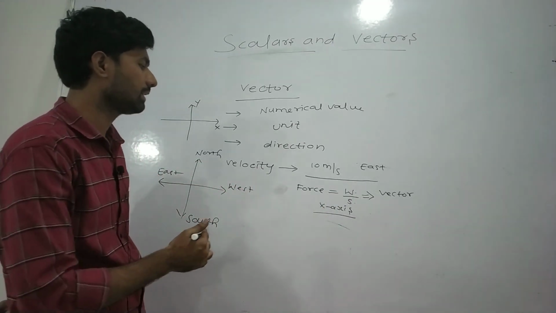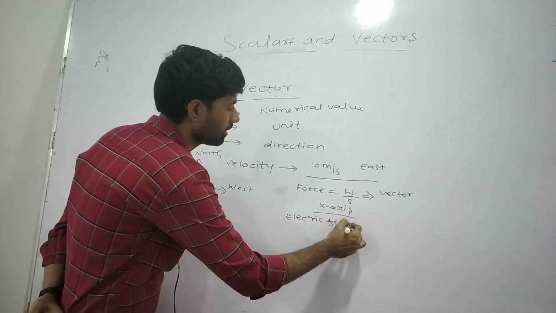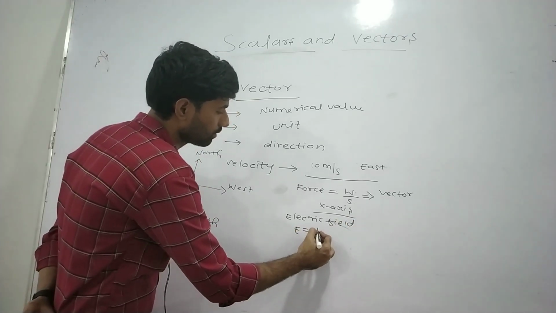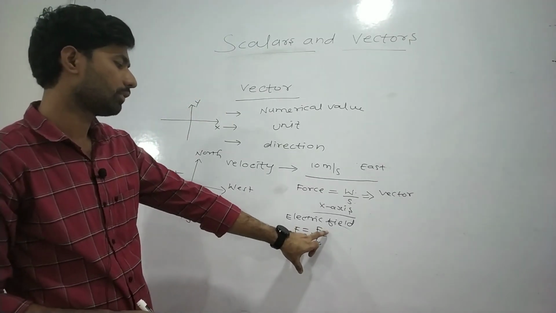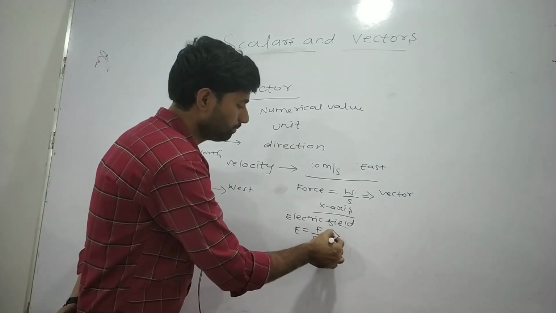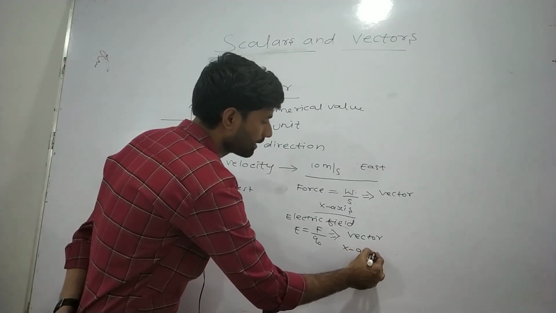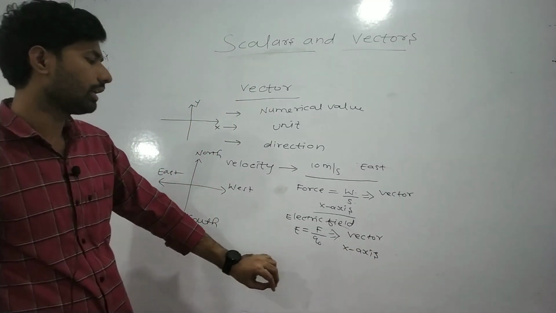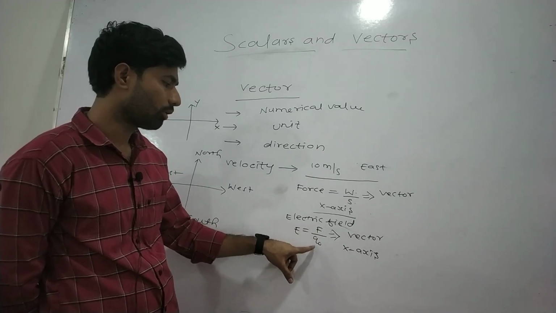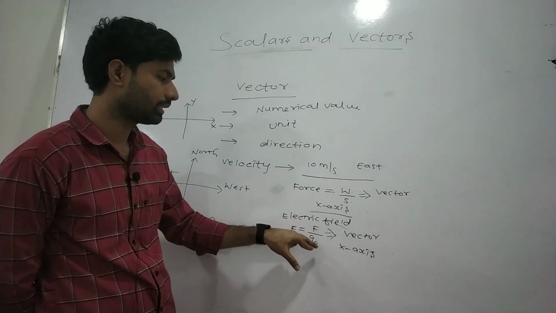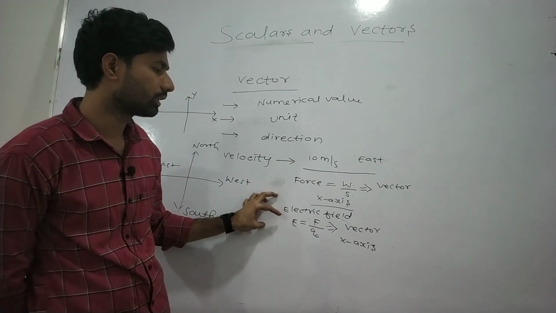So let us take some more examples. Electric field is a vector quantity. We could write E is equal to the force experienced by a unit positive charge. This Q naught charge experiences a force F. So this will be a vector quantity. Now if we specify it along the x-axis, the electric field is going to be along the x-axis on this particular unit positive charge Q naught. So there must be some force acting on the Q naught charge along the x-axis, so this is going to be a vector quantity.